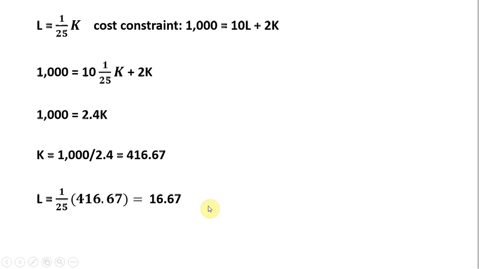So that is our optimal input mix. That'll give us the maximum output for spending $1,000 on capital and labor.